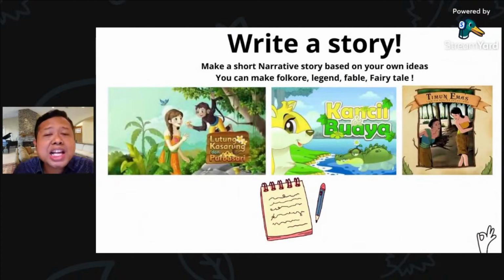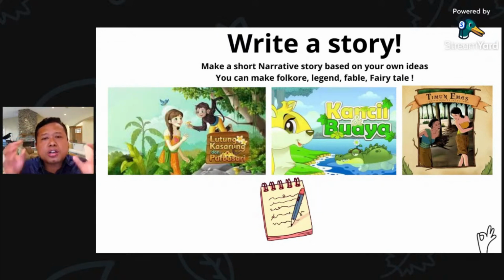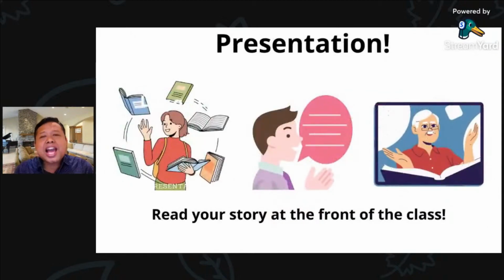Have you already finished? Next, we have the last activity. Please write a story. Make a short narrative story based on your own ideas. You can make a folklore, legend, fable, or fairy tale. I give you 15 minutes to finish the short story. Okay, it's already 20 minutes. Now you have to present your story at the front of the class.